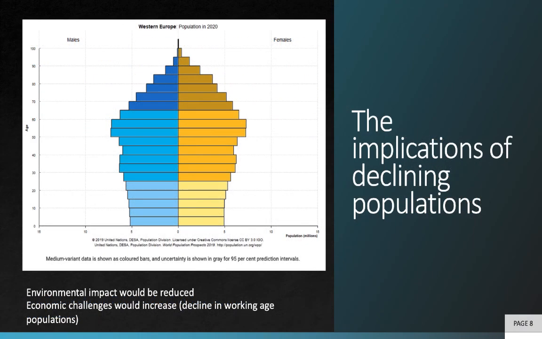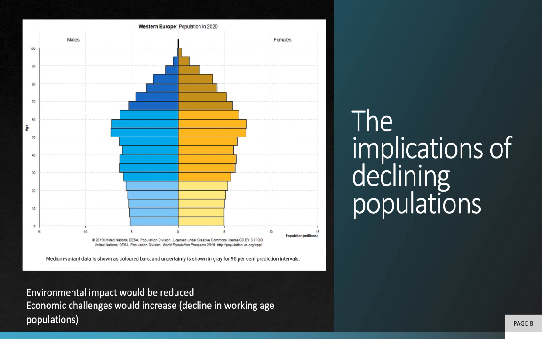One more slide in this video, and this is a familiar one. You saw this United Nations age pyramid for Western Europe in an earlier video. The implications of global declines in population are very interesting and important. As we'll talk about in the next video, these declines would likely reduce global environmental impacts. However, these changes would also create economic challenges because of the declines in working age populations and the rise in other age populations like the elderly.